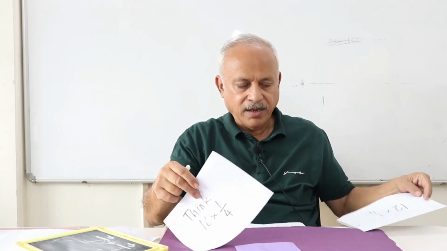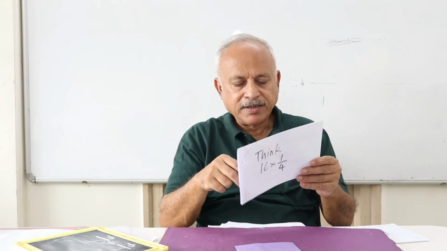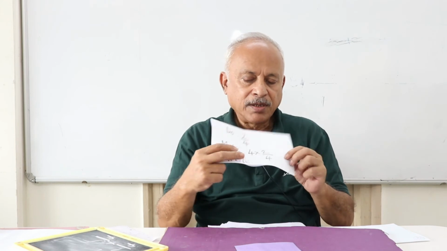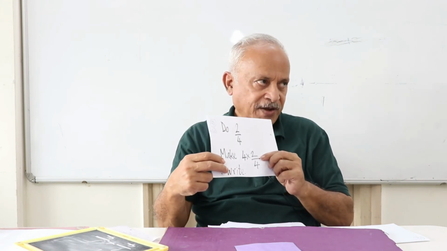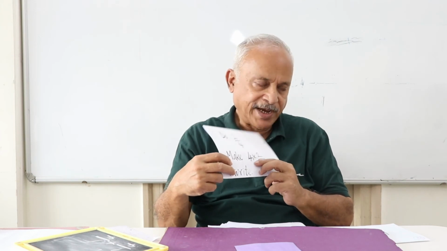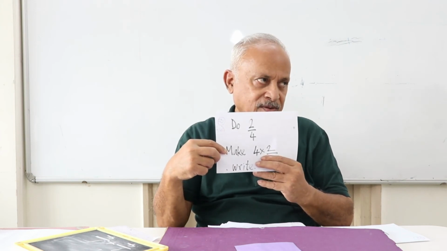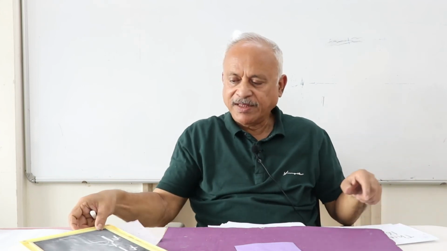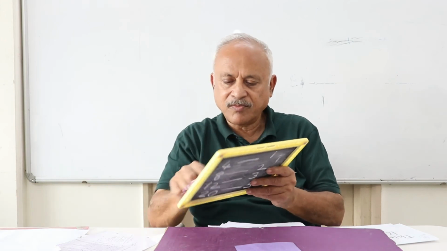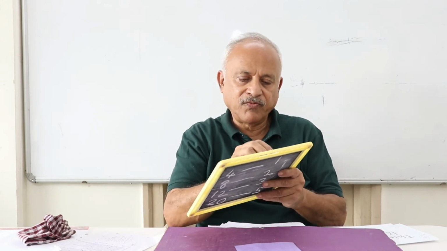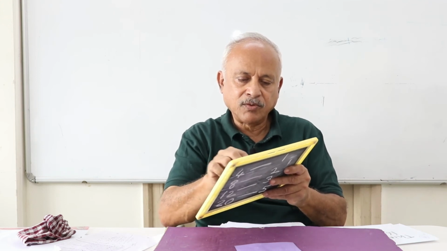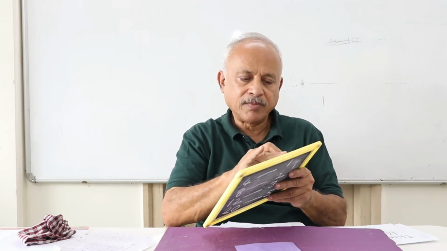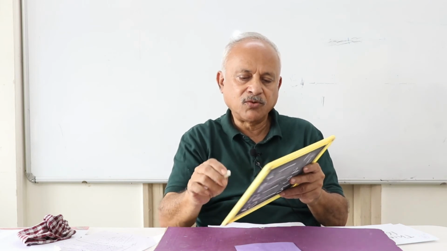Now the problem that I gave you is that if I take 2 by 4, 4 times, how much will I get? 2. Okay. So let me write that. I take 4 times 2 by 4 and I get the answer as 2.